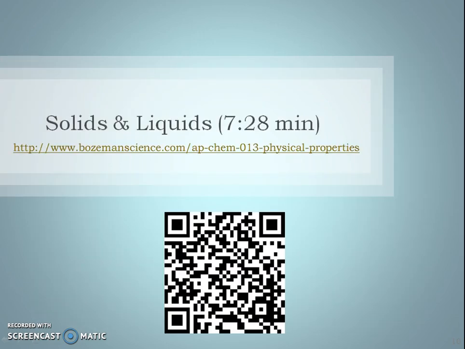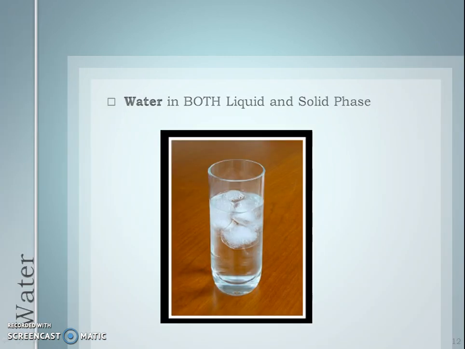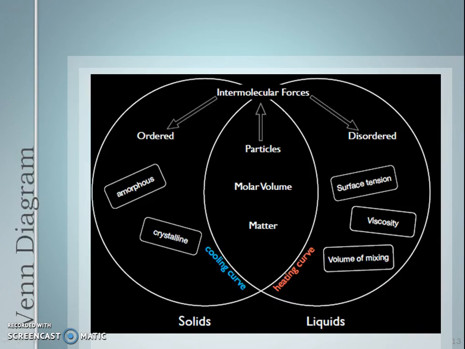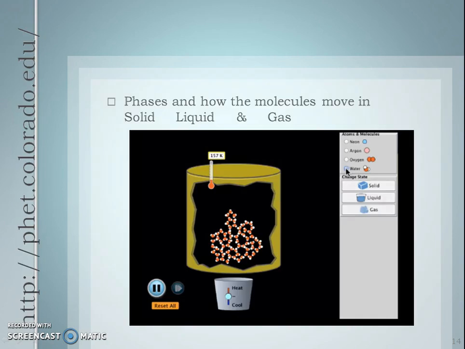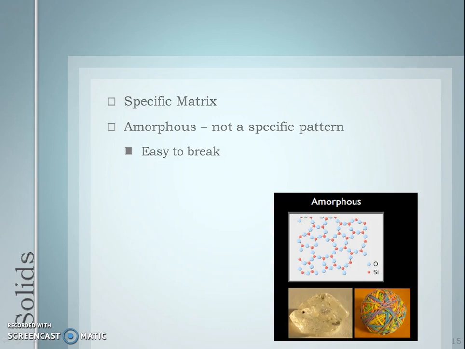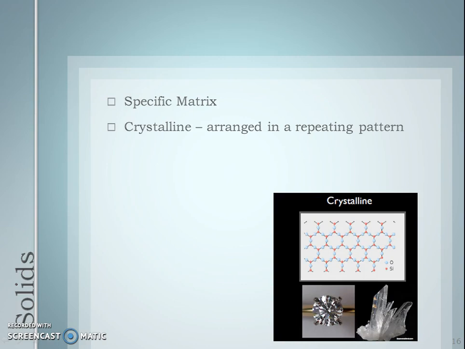So Mr. Anderson did a nice job, hopefully explaining to you solids and liquids and some of their properties. So water is both liquid and solid phase in this class. He gave you a nice Venn diagram. He also went through that PhET simulation and how these phases and molecules move in those phases of state: solid, liquid, and gas. He talked about solids and how their specific matrix can be amorphous, which means there's not really a specific pattern and they can easily break, or it could be crystalline and the arrangement of those atoms is like a repeating pattern and you can get something as strong as a diamond.